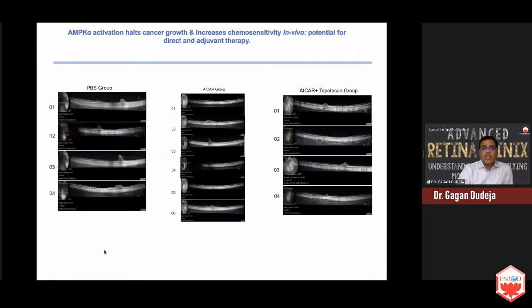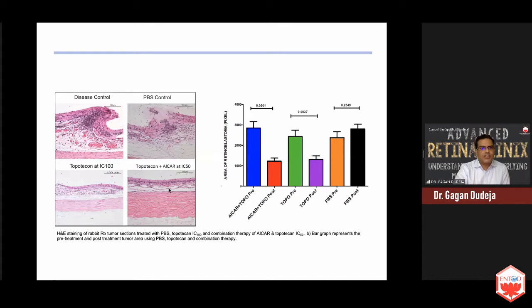So again, we did another set of experiments on rabbit eyes, and this PBS is the control group, and in the ICAR group the tumor is coming down, and in the ICAR plus topotecan group, when the tumor is treated, it's again shrinking in size. So it again confirms our in vitro experiment in an in vivo model. We also did H&E staining for this, and we can see here that with topotecan at IC100 there is no tumor, whereas with topotecan and ICAR at IC50 also there is no tumor. IC50 means it's a 50% concentration of normal topotecan. So at 50% concentration of topotecan with ICAR added, we have no tumor.